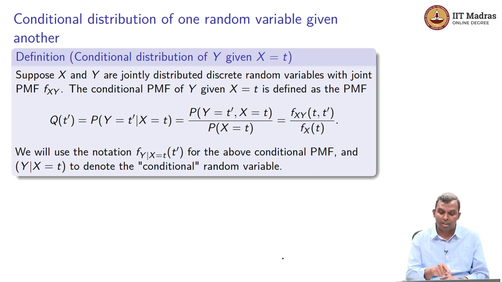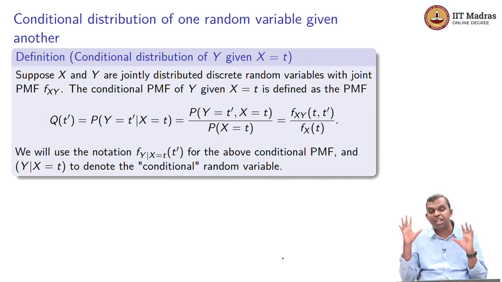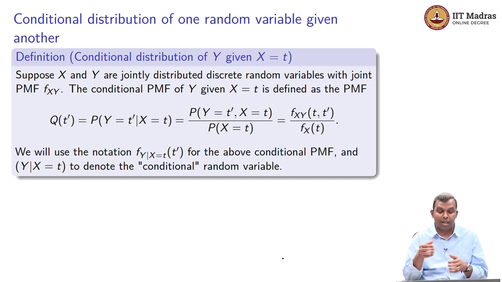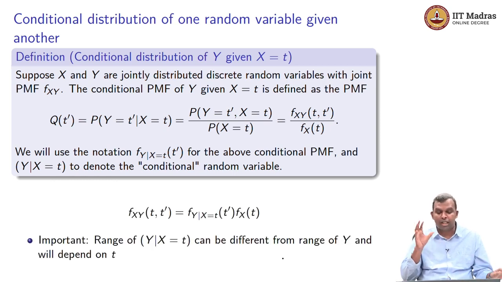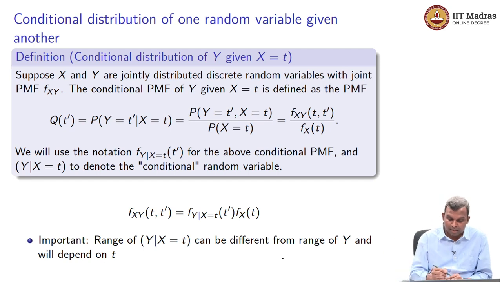Now we'll use this little notation here. Hopefully this notation is clear enough. I will say Y given X equals t is the conditional random variable. I'll think of that as the conditional random variable itself, Y given X equals t. So what is this Q of t prime? It's nothing but the distribution of this conditional random variable. So we'll write it as f_{Y given X equals t} of t prime. It's a very common notation for the conditional random variable. What's most important about the conditional random variable is this equation.